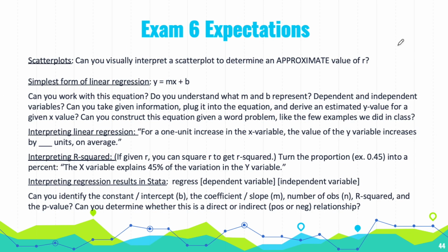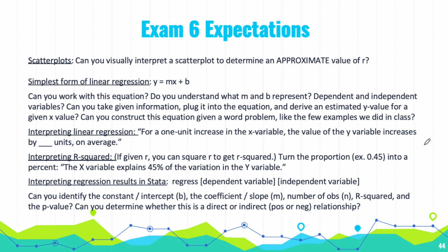Before I sign off on this video, here are expectations for what you should be able to do for exam 6 in this course. Scatterplots. Can you visually interpret a scatterplot to determine an approximate value of R, your correlation coefficient? Remember the simplest form of linear regression. You want to make sure that you can work with this equation and construct this equation given a word problem. You would also want to make sure that you could take the information, plug it into the equation, and derive estimated Y values for given X values.